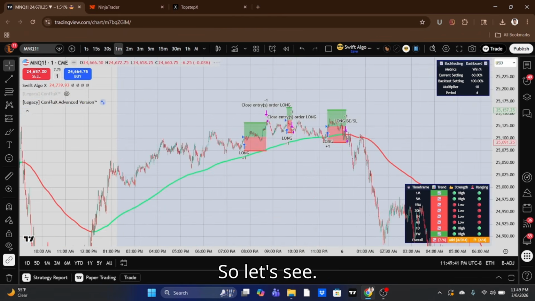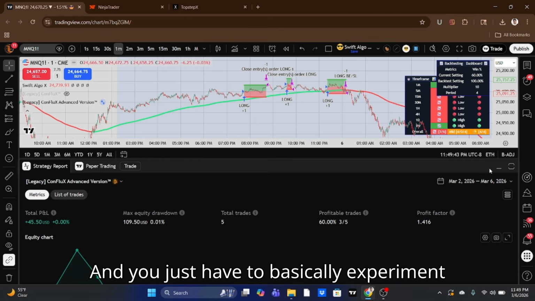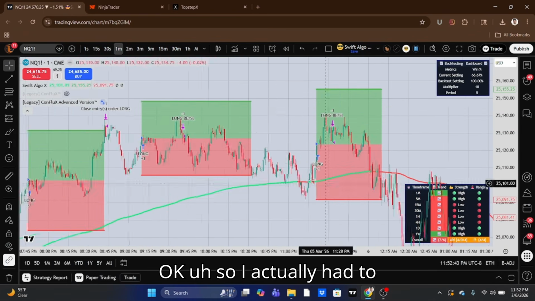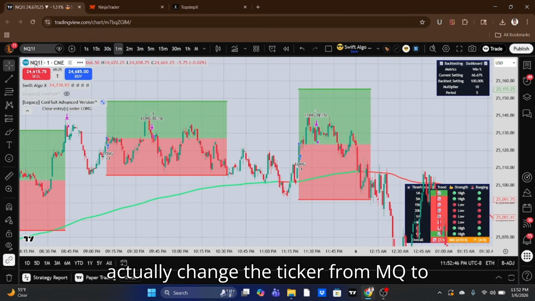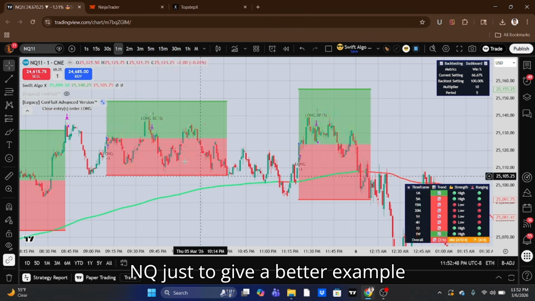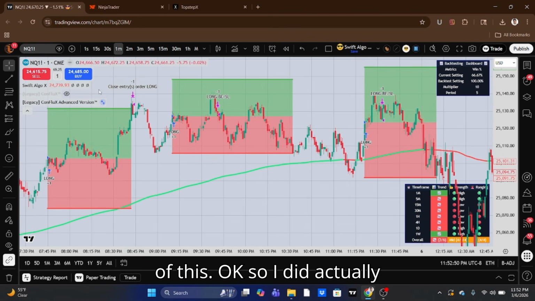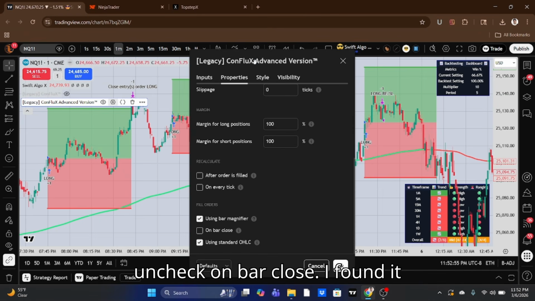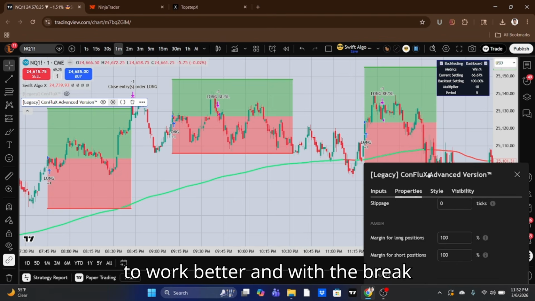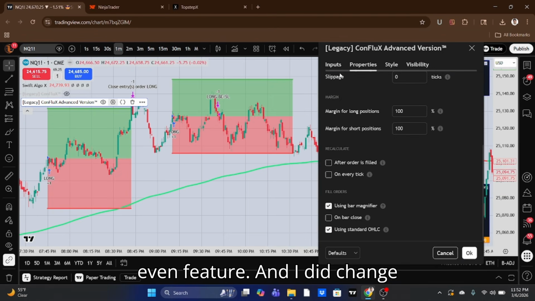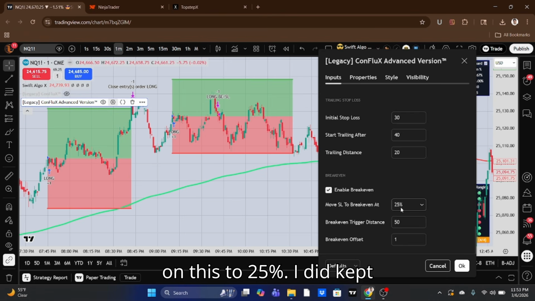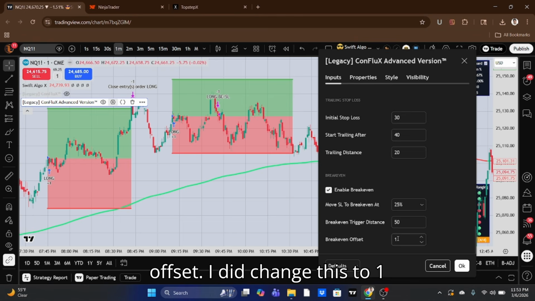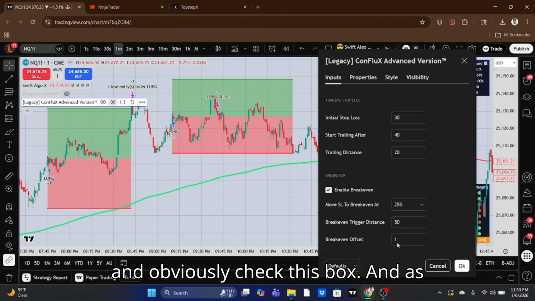So let's see. And you just have to basically experiment with this. Okay, so I actually had to change the ticker from MNQ to NQ just to give a better example of this, okay? So I did actually uncheck on bar close. I found it to work better with the break even feature. And I did change this to 25%. I kept this as default. And then break even offset, I did change this to 1 and obviously check this box.